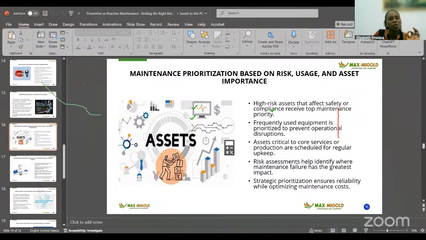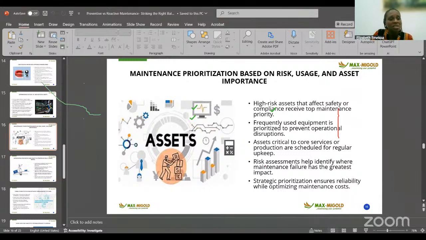Let us cultivate a habit of prioritizing our assets based on risk. What is the risk associated with this thing? How do we prevent it? What are those preventive measures we need to put in place to ensure that this doesn't happen? These are important things we always need to think about. It's not enough for us to just have a schedule of what we need to do.